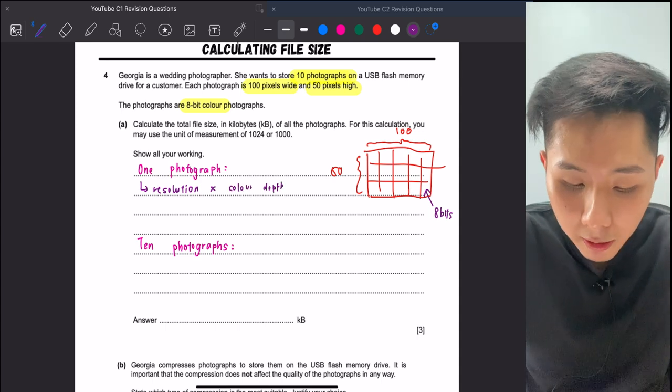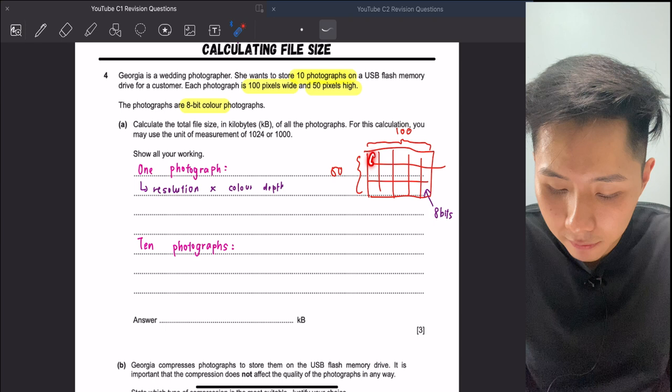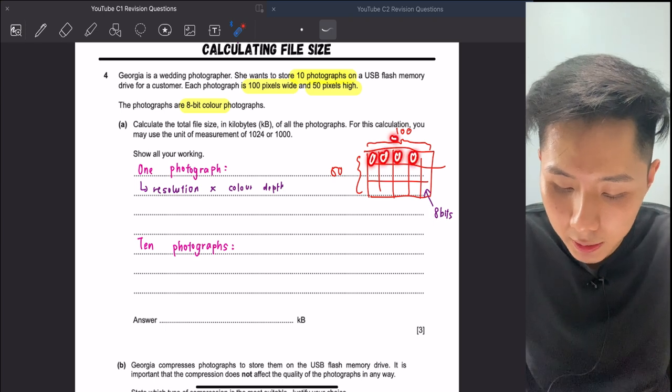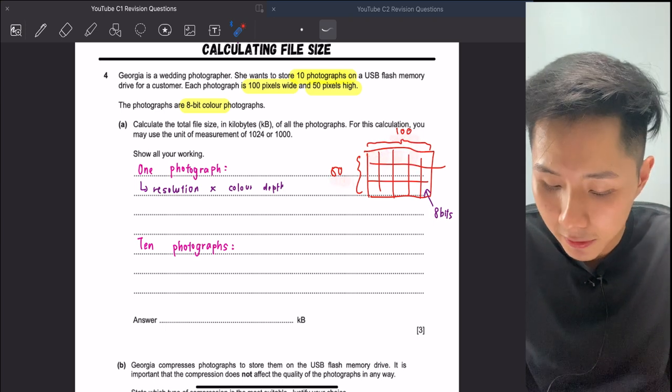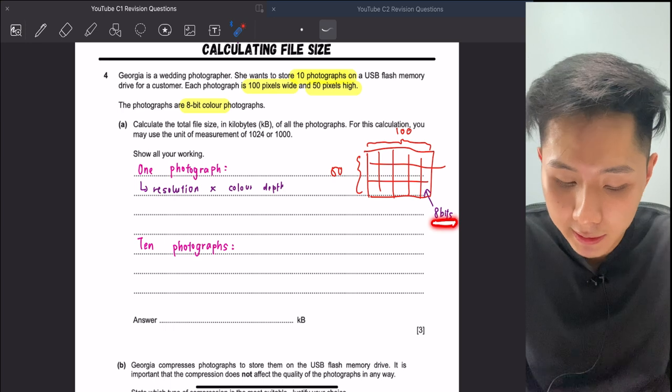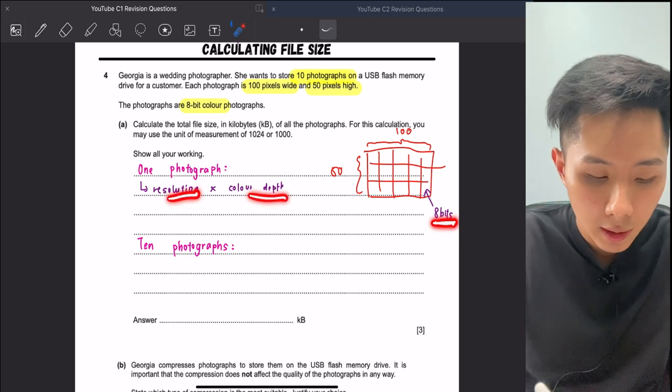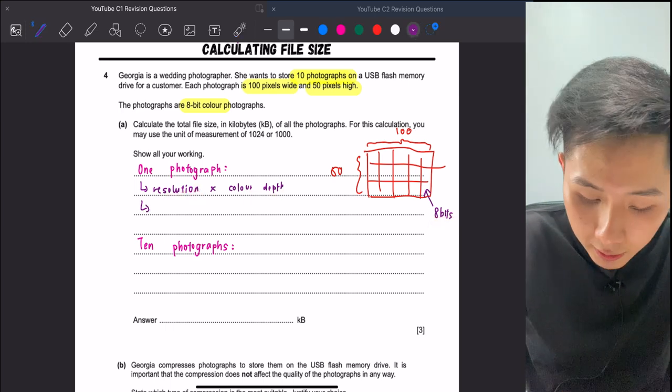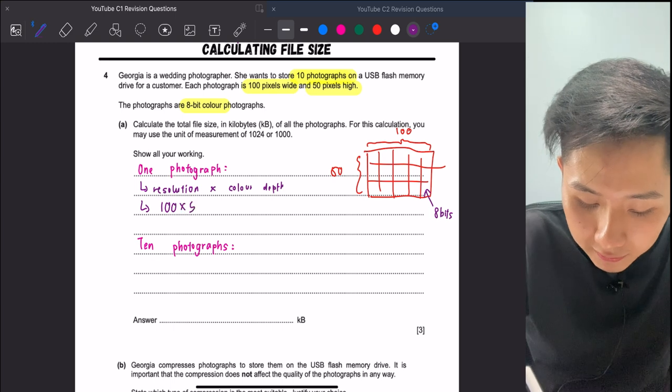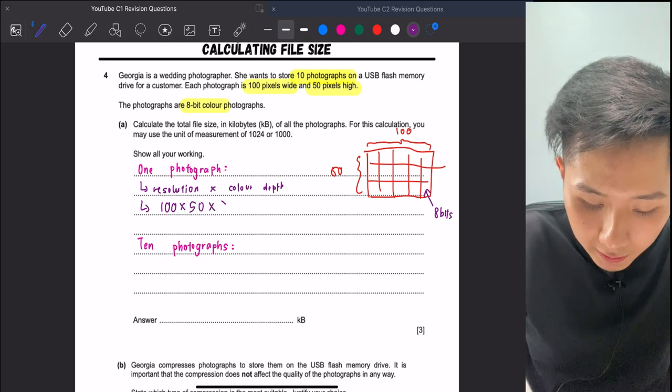And if you think about it, it makes sense, right? We have so many boxes. We have 100 times 50 boxes. And for each box, we have 8 bits. So this is why we're multiplying them. So my working will have something like 100 multiplied by 50 multiplied by 8.